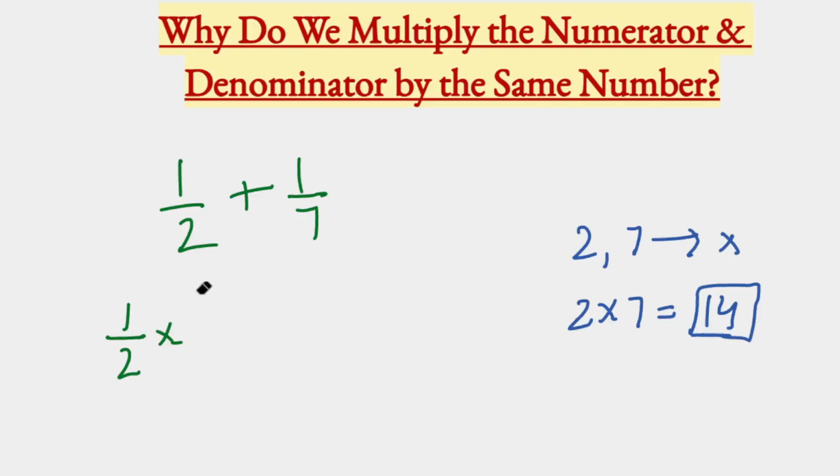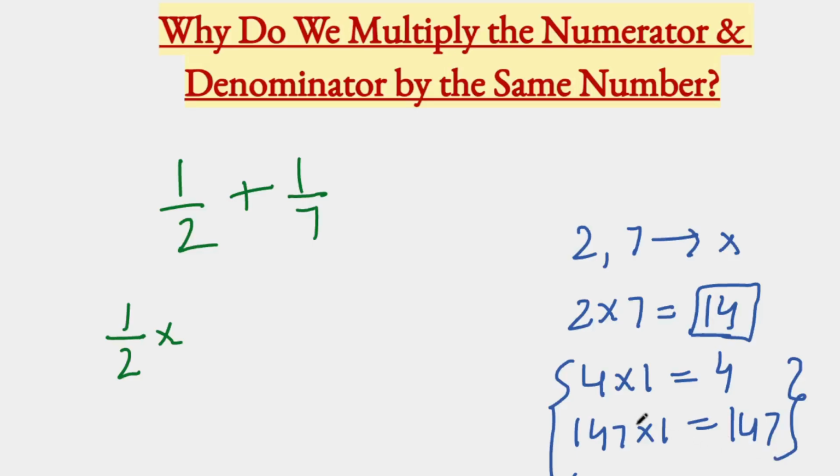Alright, we get it. Now tell me one more thing. Let's suppose we have a number 4, and we multiply it by 1. What do we get? We get 4. Let's suppose we have 147. We multiply it by 1. We get 147. What does this imply? It implies that whenever we multiply any number by 1, the number doesn't change. We get the original number, right? So can I say the same thing with fractions, that 1 by 2 multiplied by 1 is 1 by 2? Correct? No doubt in this?